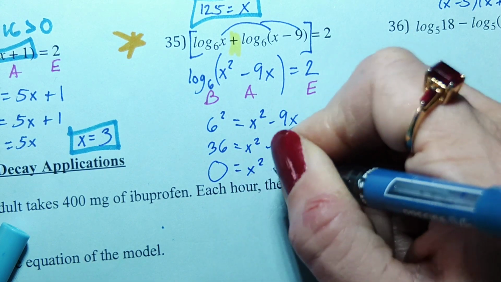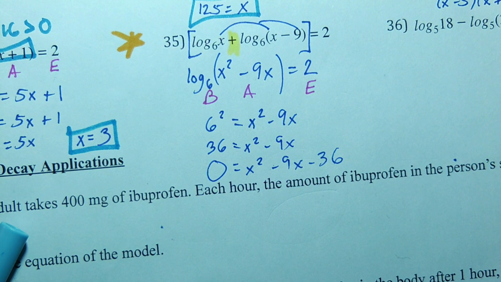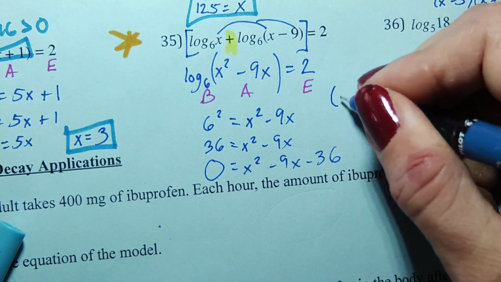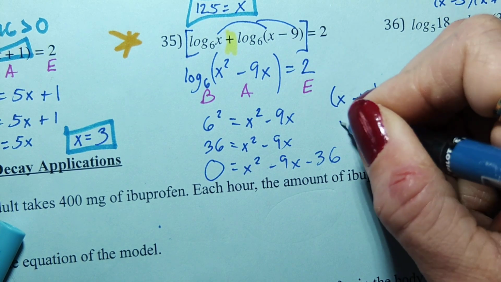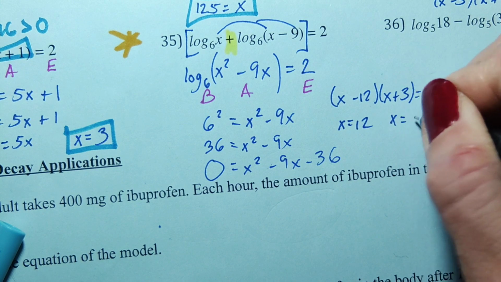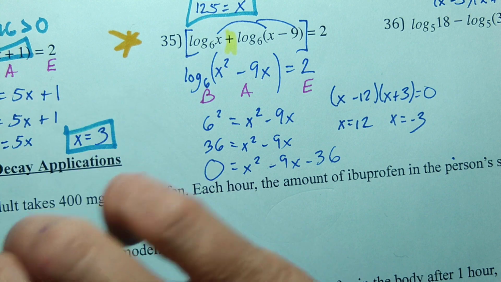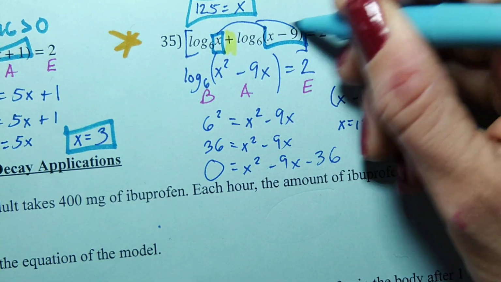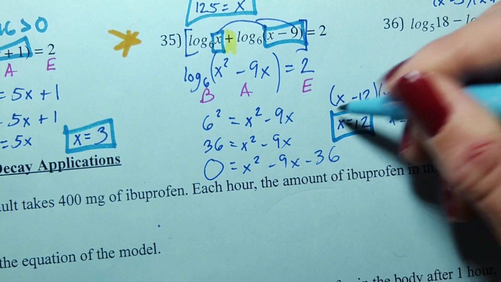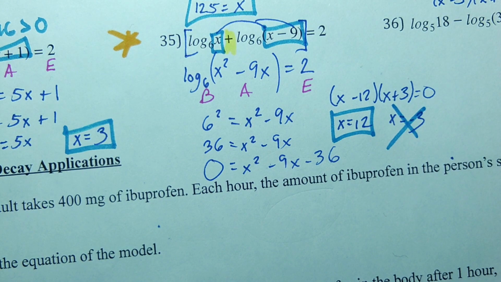0 equals x squared minus 9x minus 36. Product of negative 36, sum of negative 9, that would be x minus 12 and x plus 3. So then x equals positive 12, and x equals negative 3. Do both of those work? 12 is greater than 0. 12 minus 9 is 3. That's greater than 0. 12 is good. Ooh, but negative 3 in that first log is not greater than 0. So only one solution there.